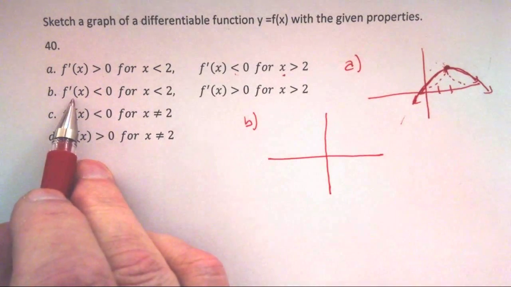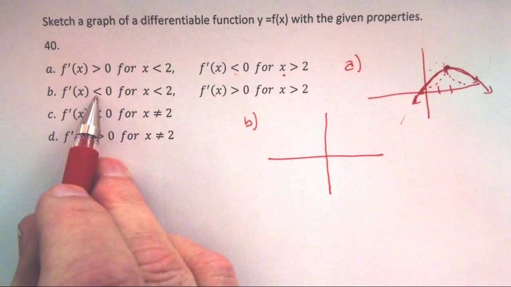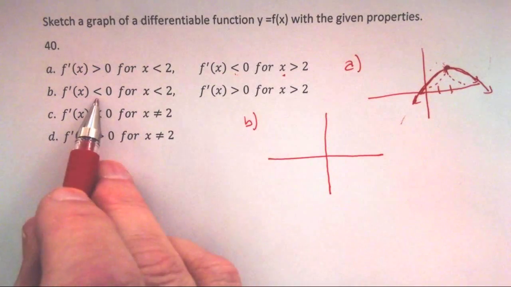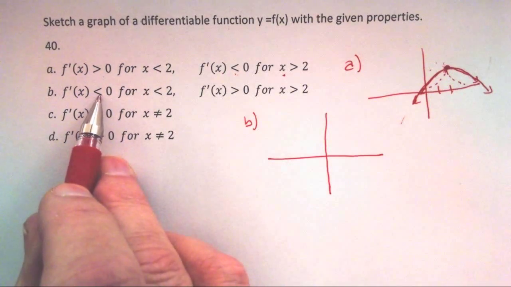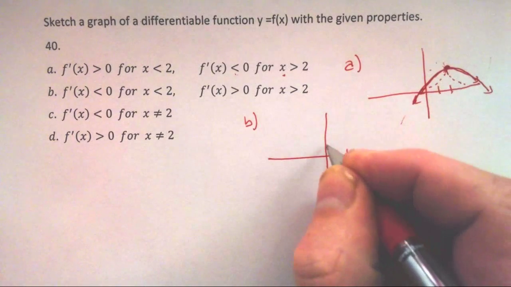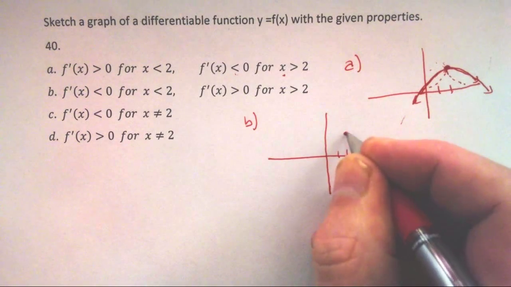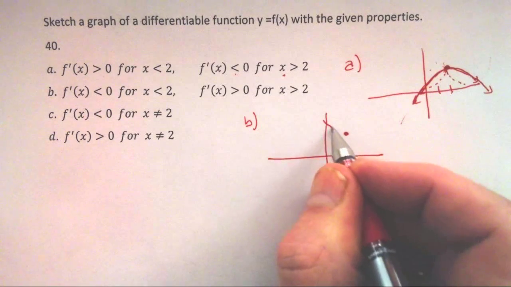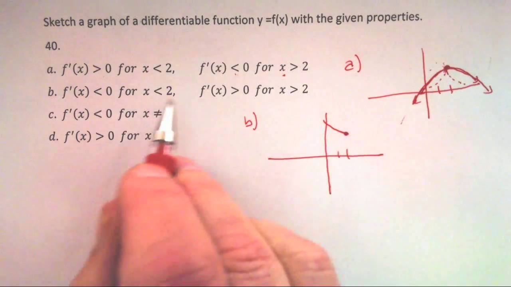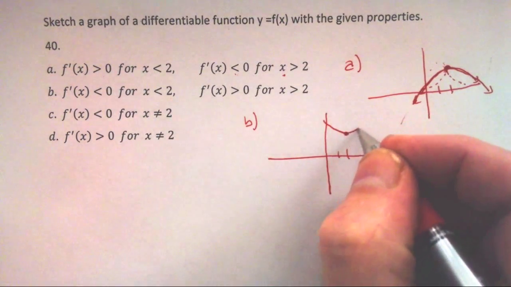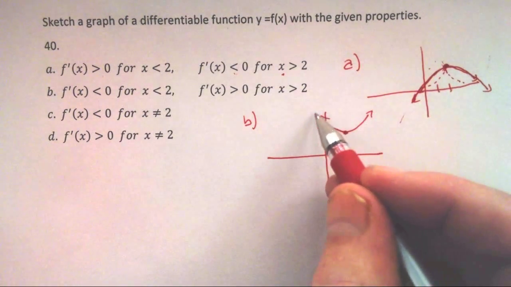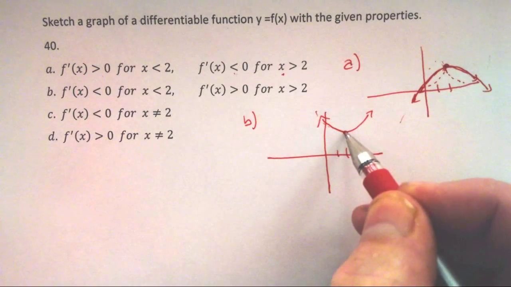Part B, to the left of 2, our slope is negative. So I'm just going to put it in the same place. To the left of 2, our slope is negative. I got to be coming down to that. To the right of 2, our slope is greater than 2. I got to be going up. Slope's always greater than 2. Slope's always less than 2 coming in.